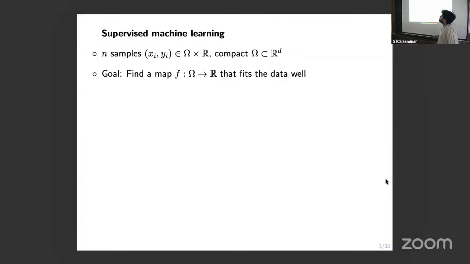So what you're given in supervised machine learning is n pairs of inputs and outputs. Xi's are my inputs, yi's are my outputs. Inputs belong to some domain omega. I'm going to assume that omega is some compact subset of R^D. And the goal is to find a map from this domain omega to R. So f is sort of the first class citizen of machine learning. And we want to do it so that it fits your data well. There are many different goals in machine learning like generalization, robustness, and whatnot. So I'm just going to leave things a little vague here.